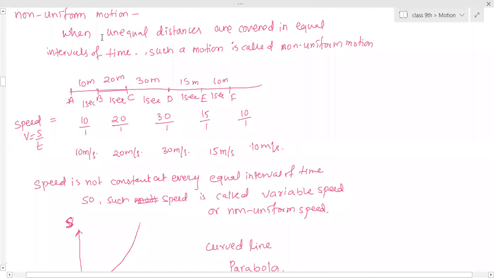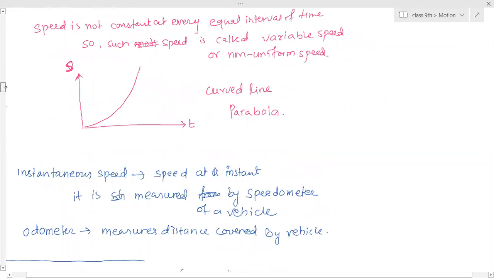In this question, you will see here: in 1 second, how much is the distance covered? 10 meters. In 2 seconds? 20 meters. 2 seconds, that means this is 1 plus 1, so 30 meters. Then in 3 seconds, 60 meters. In 4 seconds, 75 meters. And in 5 seconds, 85 meters. If we plot these points on the graph, how will we get it?